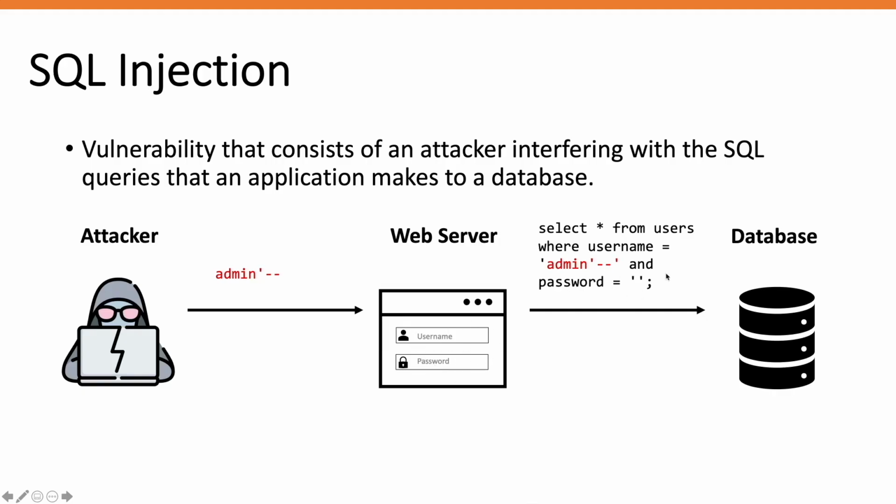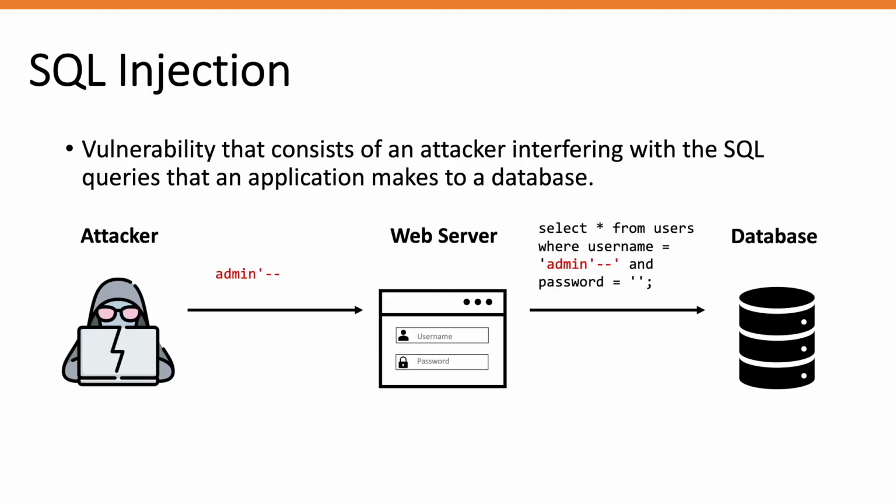Now, if this input is properly validated, and we'll talk about that in the next couple of sections, then the database will literally look for a username that is equal to admin single quote double dash in the database. And it won't find one because no one has that username. And so the attacker would be presented with an incorrect username or password.